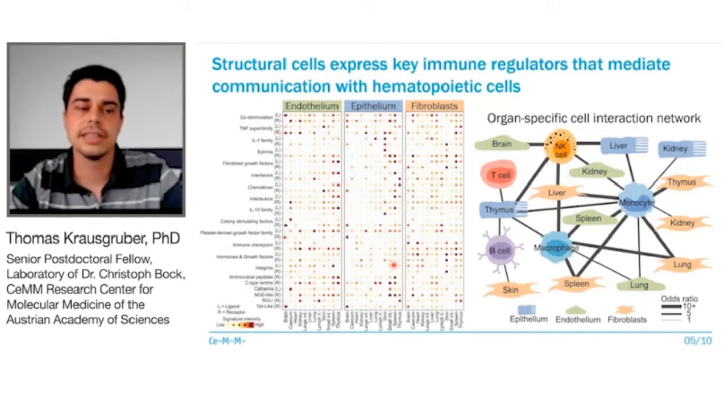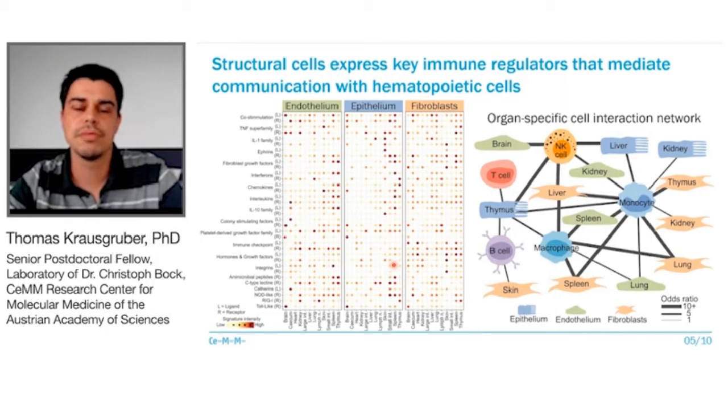Now, going into the data, looking at our transcriptomic data, we found that structural cells express key immune regulators, and those would mediate communication with the hematopoietic system. So what we did here is essentially we took our transcriptomic data from the structural cells, and we used publicly available data on immune cells to draw up an organ-specific and cell type-specific cell interaction network. And what we found is that structural cells would interact with the immune system in an organ-specific and cell type-specific manner. And we actually think that this is one of the major ways structural cells can influence an immune response, by interacting with the immune system.